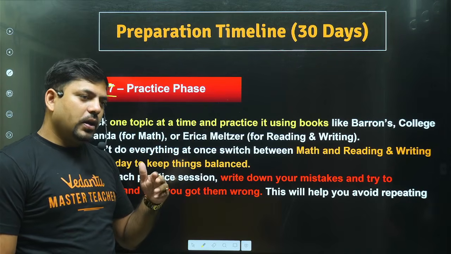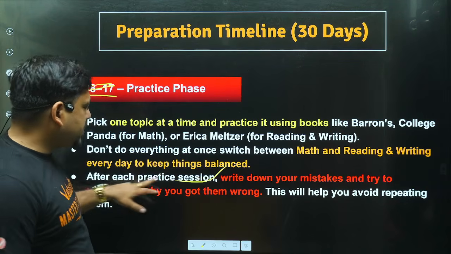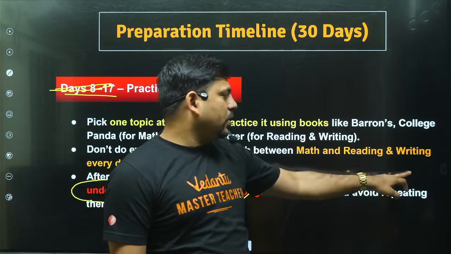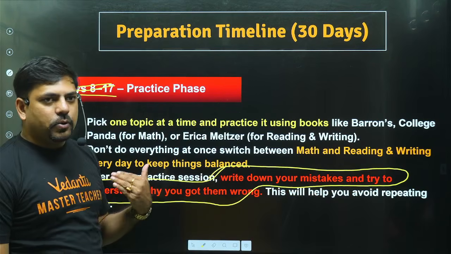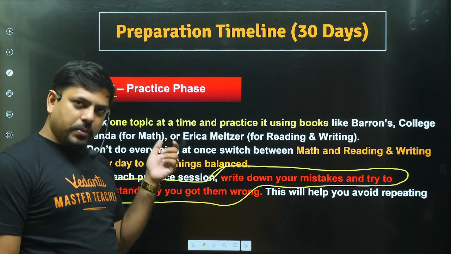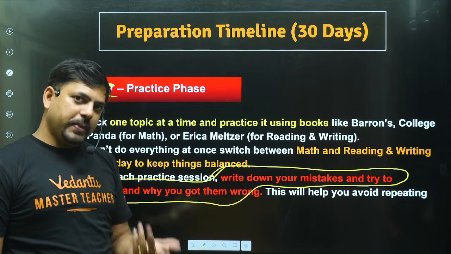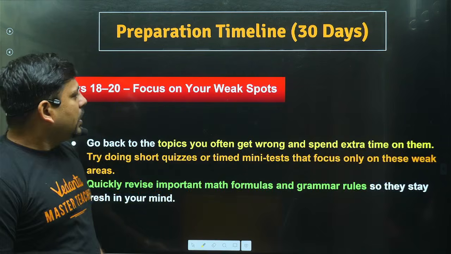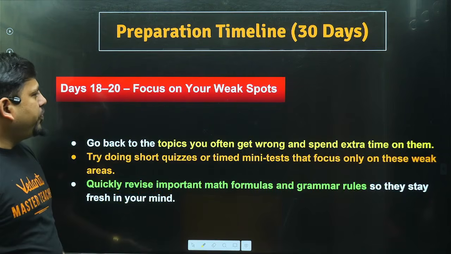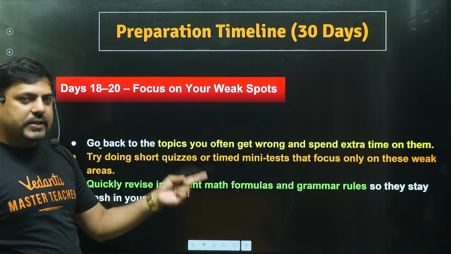You'll have to find your mistakes and then you have to work on them. And that would be the best if you keep on writing them, and then at some time, like probably after the end of the week, you should sit on it and then try to rectify all of them, or try to see what best can be done there. Okay. Now moving forward, focus on your weak spots. So go back to the topics you often get wrong, spend extra time.